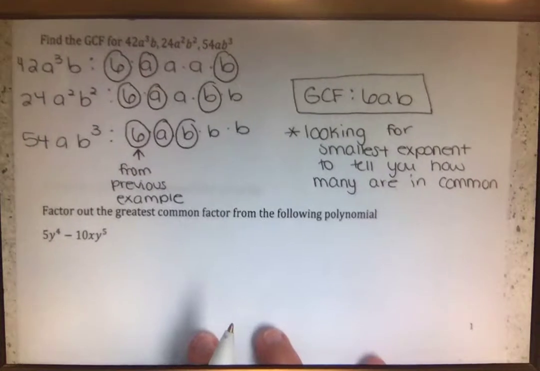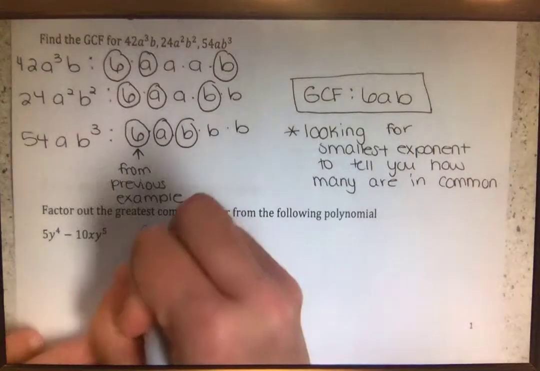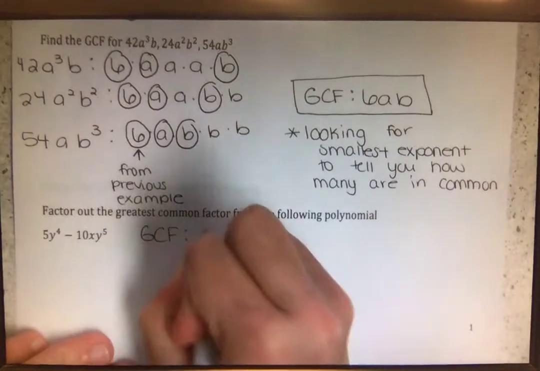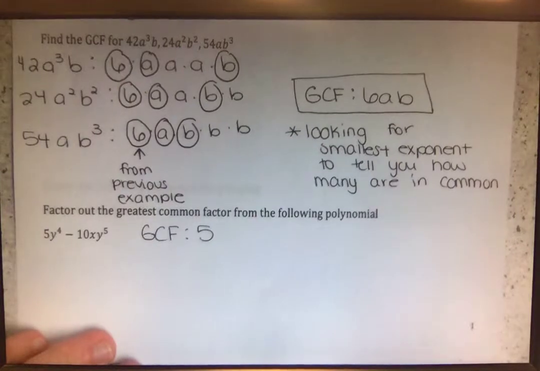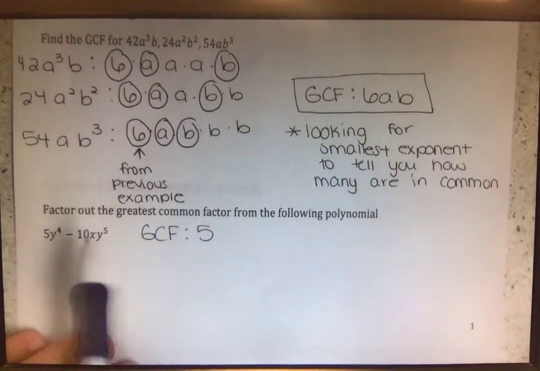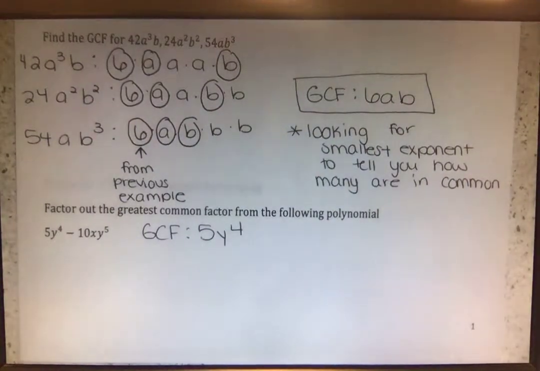All right, so last example for this page. Factor out the greatest common factor from the following polynomial. 5y to the 4th minus 10xy to the 5th. So trying to find our GCF first. I know between 5 and 10, they both have a 5 in common. This first one doesn't have any x's, so they don't have any x's in common. We have 4y's here and 5y's here. So that's telling me they both have 4y's in common. So our GCF should be 5y to the 4th.